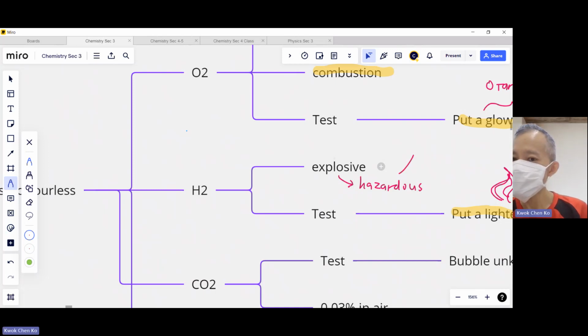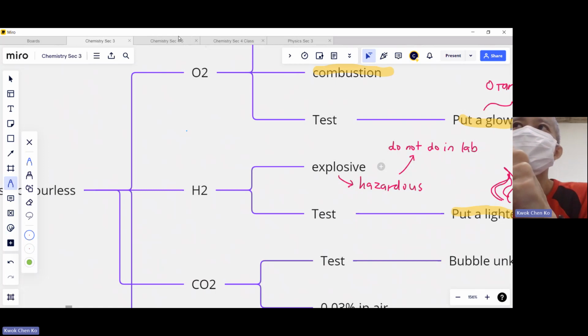And sometimes they have a question that tells you this is produced, and by right, it means you cannot do it in the lab. You can't do it in there. Okay, let me maybe qualify that. Small quantity still okay, like the pop sound still okay.